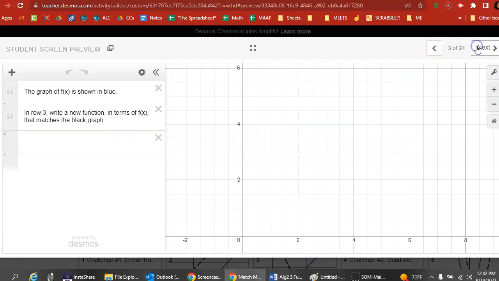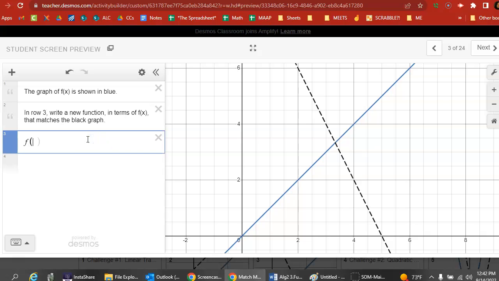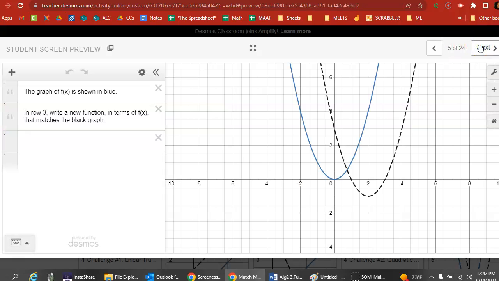So we're going to do the same thing here. You're going to graph f of x, but then add some stuff, or subtract some stuff, or maybe dilate to try to make that graph match the black one. Okay. Same thing with the quadratics. You don't have to worry about the parent function. Write your equation in terms of f of x.